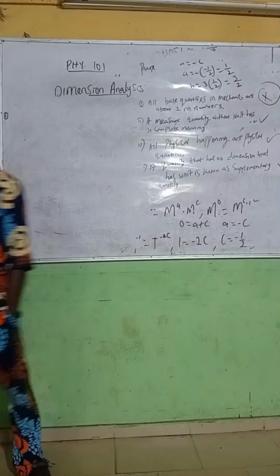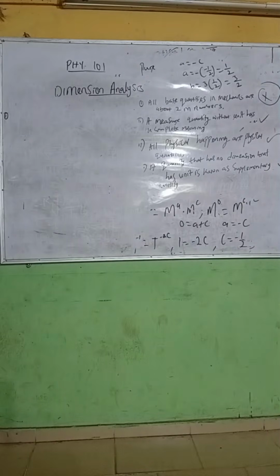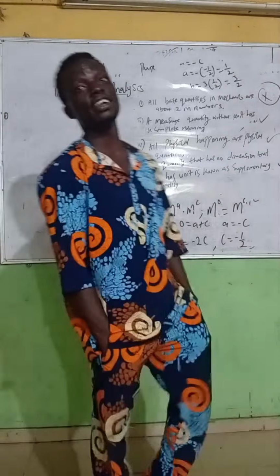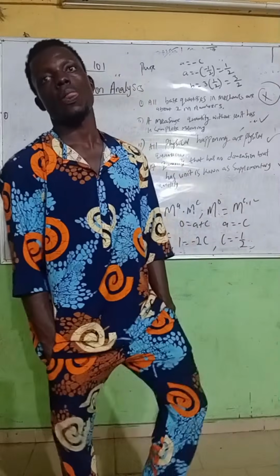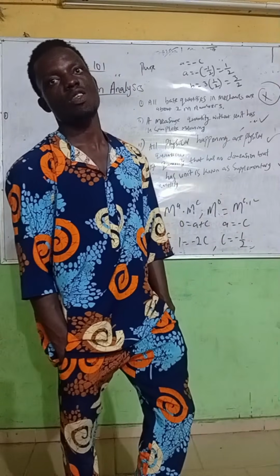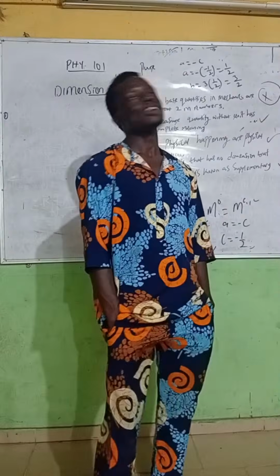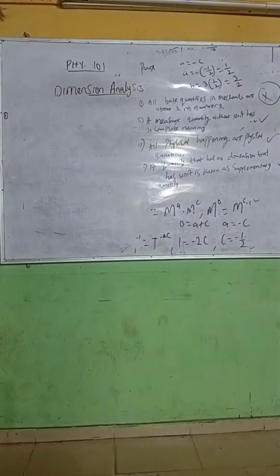Which one is correct? The first option said 1, 2, and 3. 1, 3, and 4. 2, 3, and 4. 1, 2, 3, and 4. Then 3 and 5. What's that 5 again? A physical quantity without units has no meaning. The answer is 3 only. 5 is wrong. Is there anyone attached to 3 again?